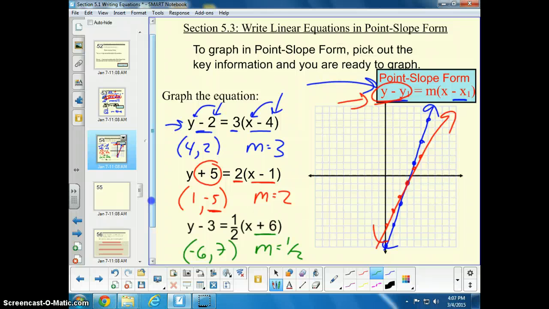So 1, 2, 3, 4, 5, 6. 1, 2, 3. There's the point -6, 3. And a slope of 1/2 means up 1 over 2, up 1 over 2. And I can make a bunch of points. And we'll talk soon about also making these in slope-intercept form if I needed to. But that's what my graph would look like. So there's graphing with point-slope form. Similar to other ones we've done too. I just pick out the key information, and I'm ready to make my graph.